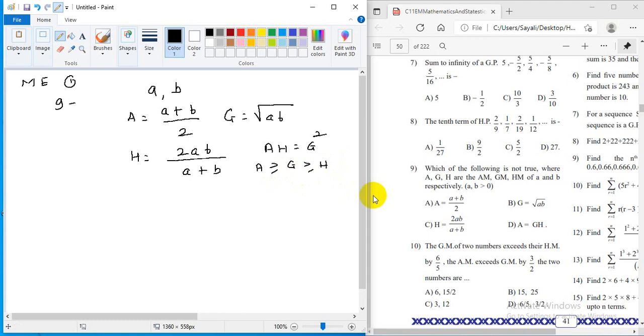It is not possible. बघा ना, G² म्हणजे काय होतं, AB, आणि A into H काय होतं, ते AB A+B/2 आणि 2AB/A+B. So when you multiply A and H, this A+B gets cancelled, 2 gets cancelled. So AB, which is square of G. So this is the relation. This is not true. A is equal to GH is false. Correct? A is equal to G into H is not true. I hope you understood this.